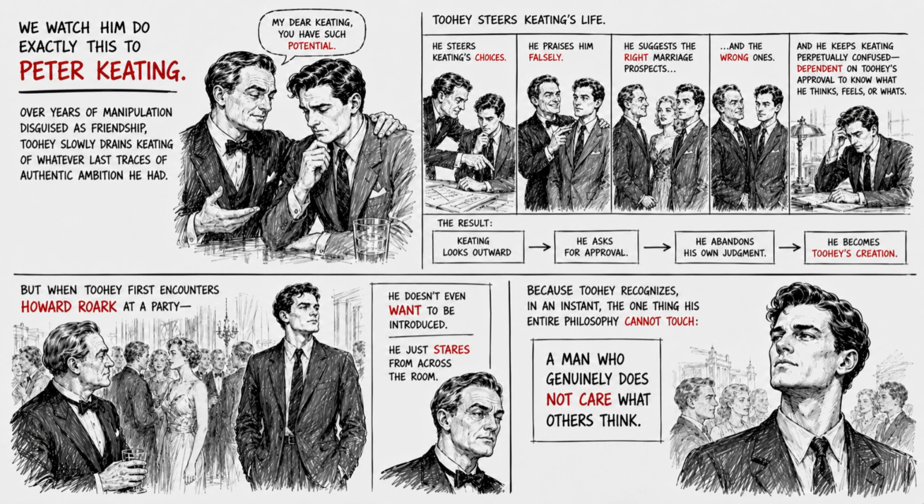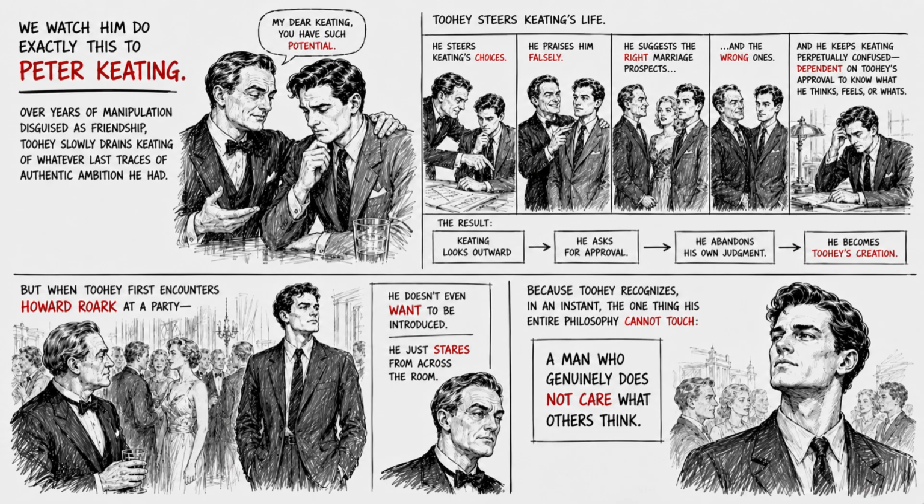We watch him do exactly this to Peter Keating. Over years of manipulation disguised as friendship, Toohey slowly drains Keating of whatever last traces of authentic ambition he had. He steers Keating's choices, praises him falsely, suggests the right marriage prospects and the wrong ones, and keeps Keating perpetually confused, dependent on Toohey's approval to know what he thinks, feels, or wants.